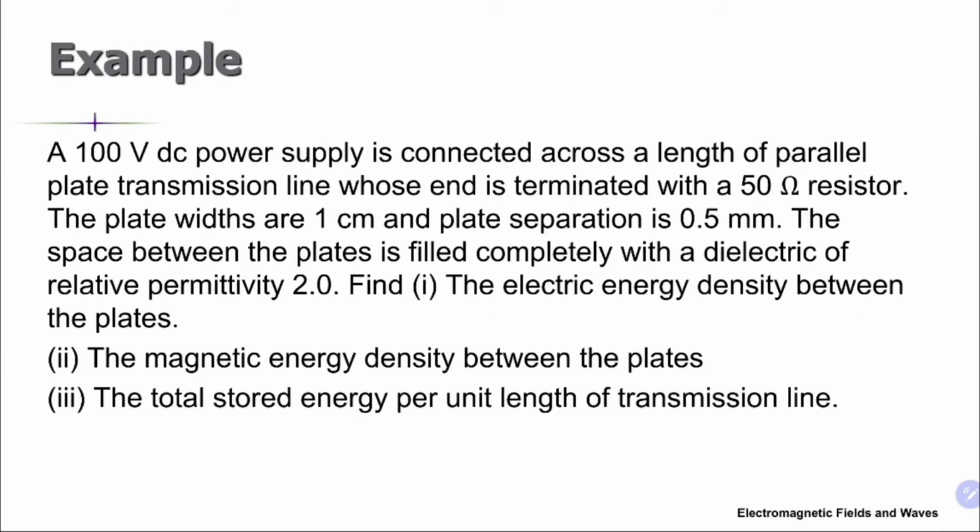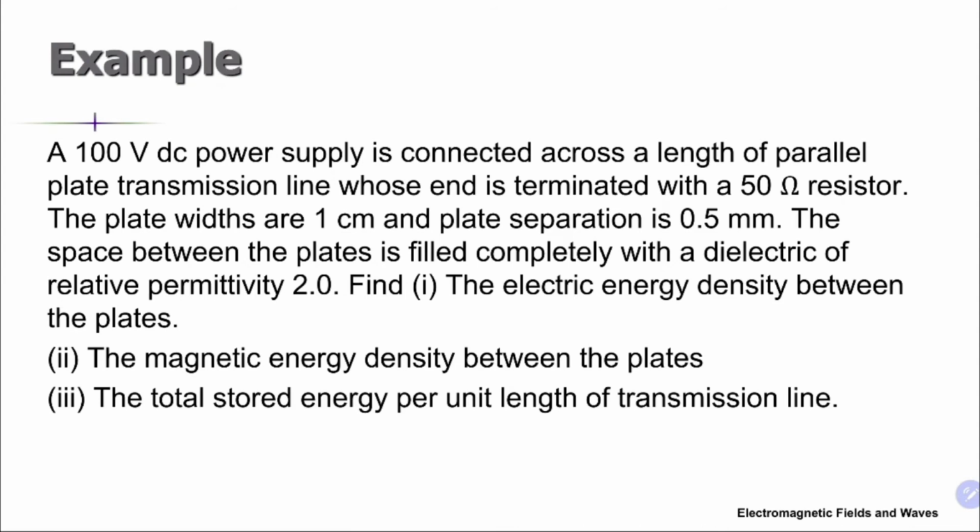More examples. A 10 volt DC supply is connected across a length of parallel plate transmission line and terminated with a 50 ohm resistance. The plate width is 1 centimeter and the plate separation is 0.5 millimeter. The space between the plates is filled completely with a dielectric of relative permittivity 2.0. Find the electric energy density between the plates, the magnetic energy density between the plates, and the total stored energy per unit length of the transmission line.